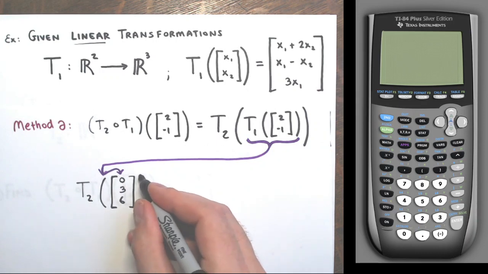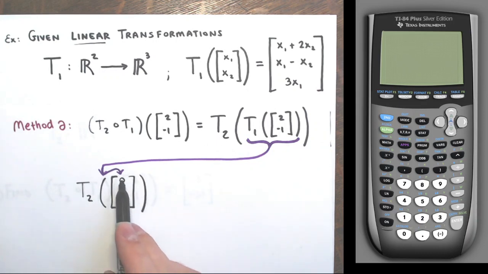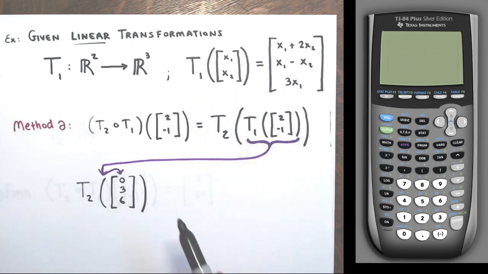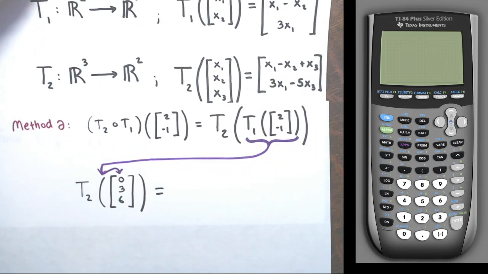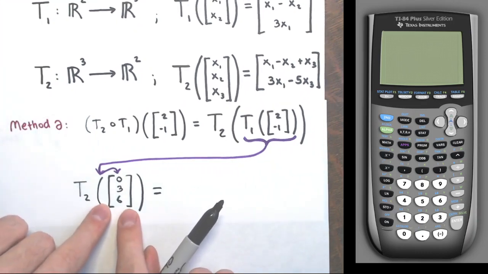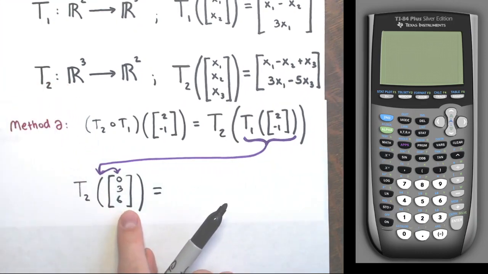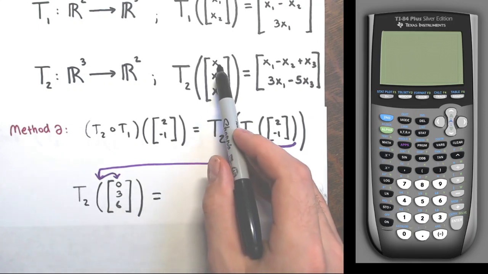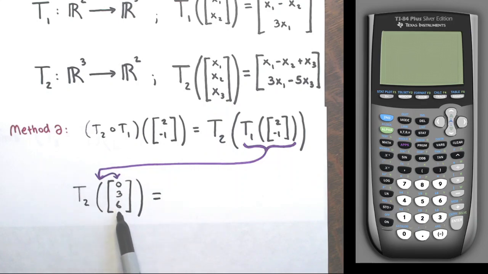All right, so now I take this output, this 0, 3, 6 that I got after applying T1 to the vector 2, -1, and then I apply the transformation T2. Which again I can, because this input vector is in the domain of T2, so it's okay, I can keep going. If it's not, then I would stop and say it's not well defined. All right, so now instead of x1, x2, x3, I have 0, 3, 6. And I get some vector with 2 components.